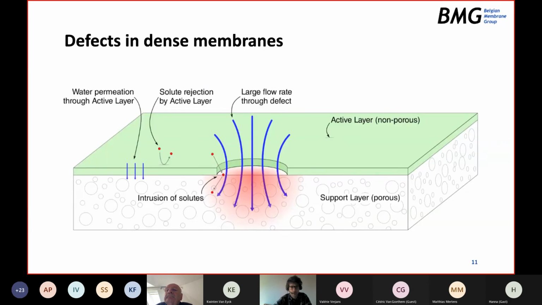So in our project here, we will focus on defects in dense membranes. So dense membranes, that would be RO and FO membranes mainly. As you all know, those membranes have a porous support with a top layer which should be non-porous. On the left, you can see what the active layer should be doing. It permits water flow while rejecting solutes. But if there's a defect, we get a much larger flow rate through that defect, and with it also solutes that can pass into the permeate side.